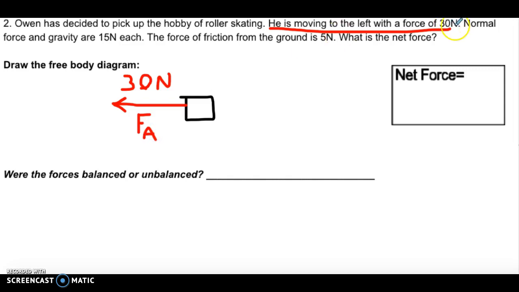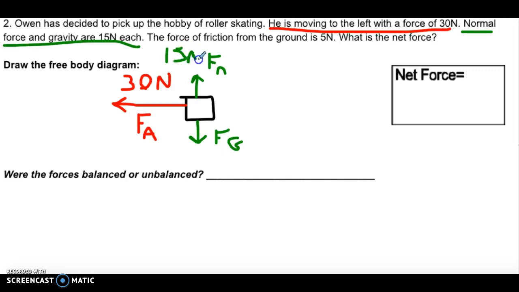Next in the problem, it says normal force and gravity are 15 newtons each. So you would have had to remember from class and your notes and the example problems that gravity goes down. So that's F sub G for gravity. And normal force is the force that counters or goes against gravity. So this is F sub N. Okay, and they are each 15 newtons. So 15 for normal, and then 15 for gravity as well.